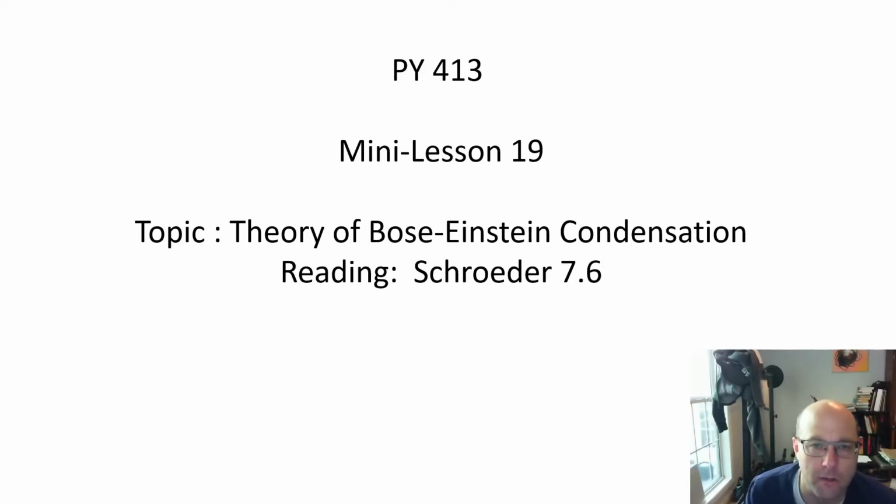All right, welcome to mini lesson 19. We're going to do the theory of Bose-Einstein condensation today. This is the last lecture or mini lesson from chapter 7 of Schroeder. We're still in section 7.6.